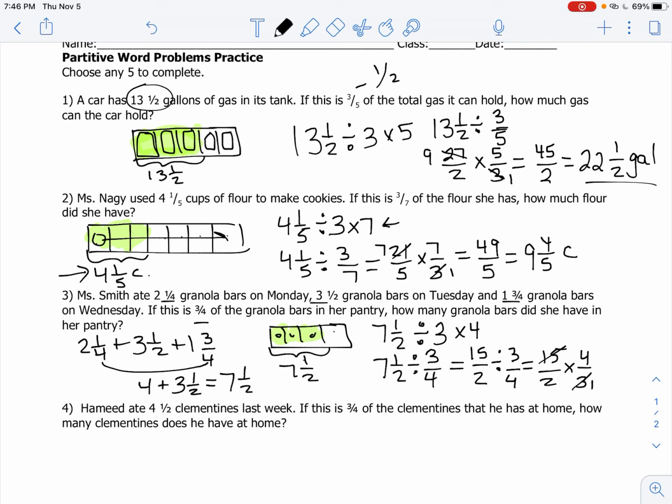From here I am going to cross reduce. 3 divided by 3 is 1, 15 divided by 3 is 5, 2 divided by 2 is 1, 4 divided by 2 is 2. So we have 5 times 2, which is 10, and 1 times 1 is 1. I'm going to leave that 1 off in the denominator, so that means she had 10 granola bars in her pantry.